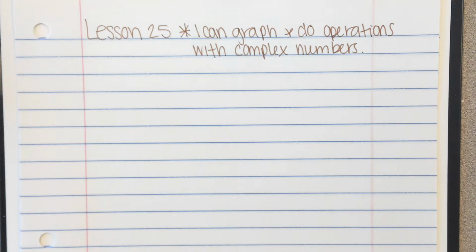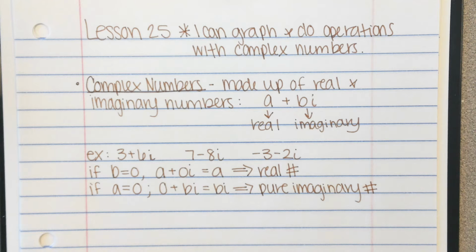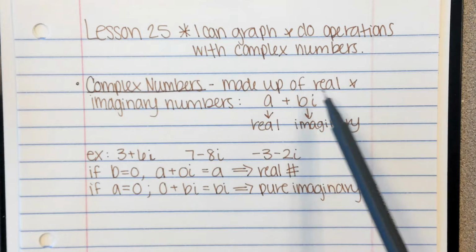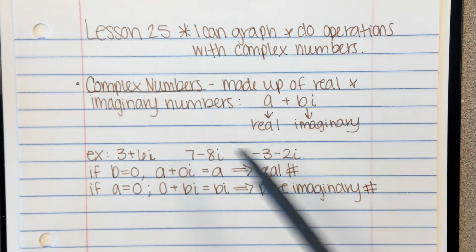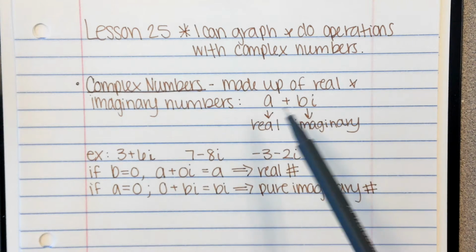But since this is almost a whole unit in one lesson, we are going to do a few different parts, a few different things with complex numbers. So we will be switching gears every little bit. So first we need to talk about what a complex number is. Complex numbers are just made up of real and imaginary numbers. So there are two parts making up one number.